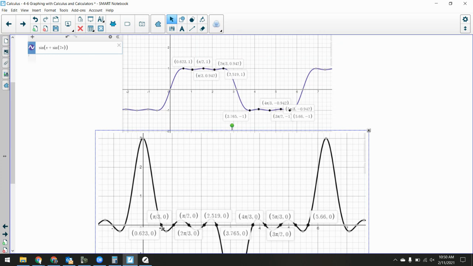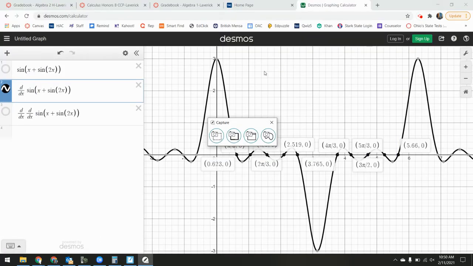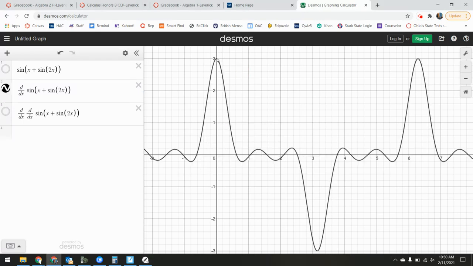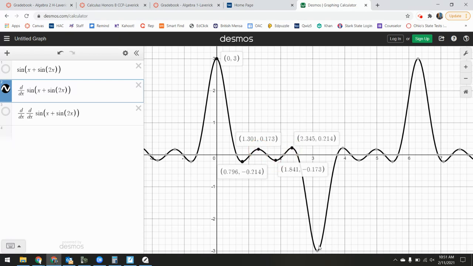I want you to show that the zeros of the derivative are equal to the extreme values of the function. Okay, and then we can go back here and say that also means that the maximum and minimum values of my derivative are my inflection points. This one has 1, 2, 3, 4, 5, 6, 7, 8, 9, 10, 11 inflection points. 11 inflection points. Holy cow.